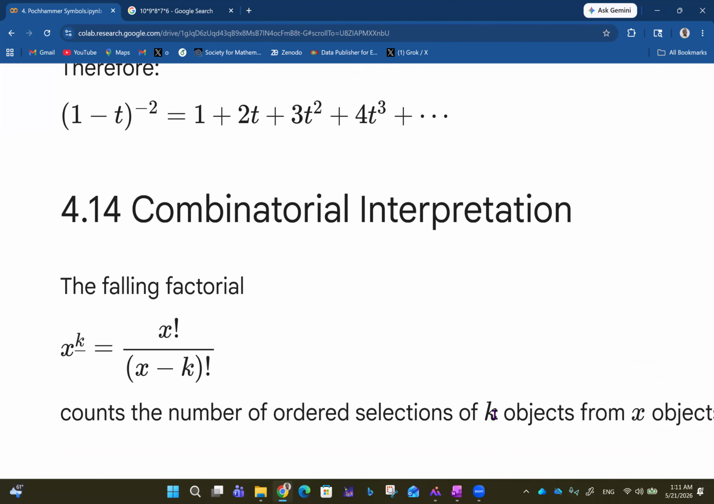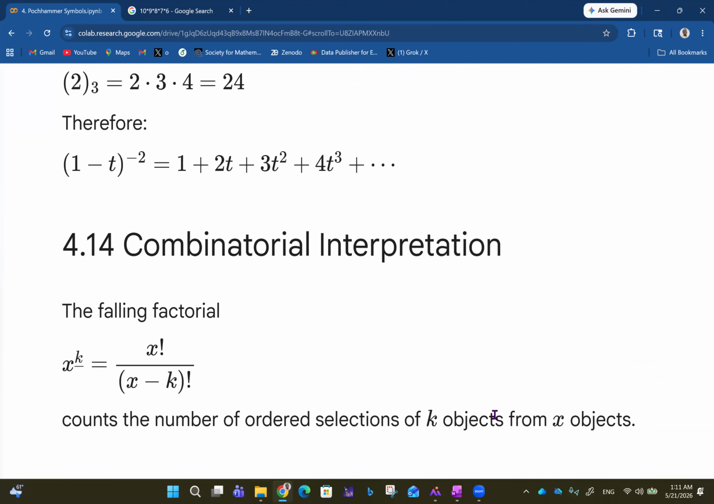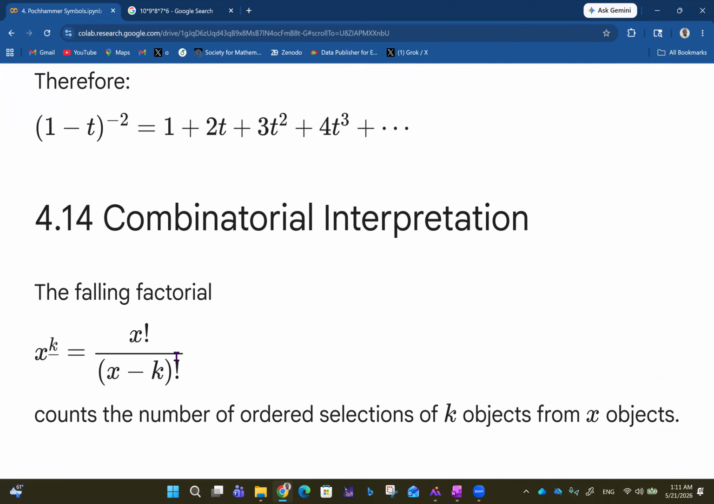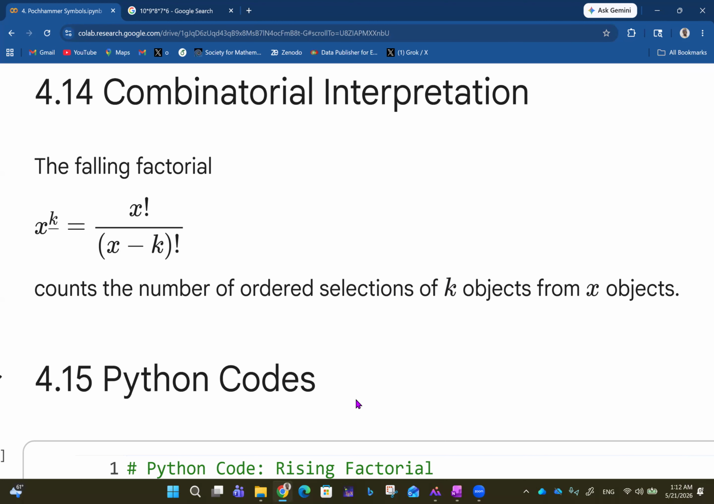Then we have combinatorial interpretation. The falling factorial x k underscore is x factorial over x minus k factorial. It counts the number of ordered selections of k objects from x objects. That's x permutation k, because it's the very definition of it: it is the number of ordered selections. That's arrangement now, not selection, right? So it's x permutation k, not combination.